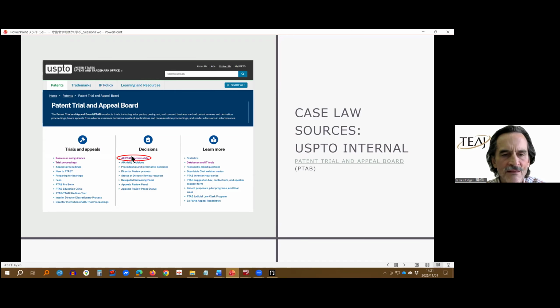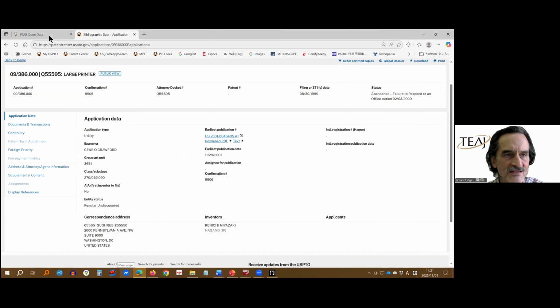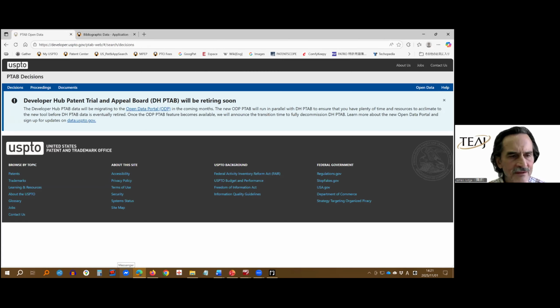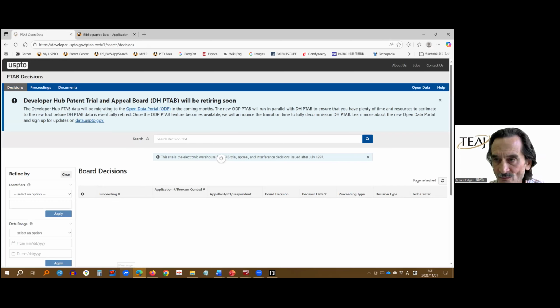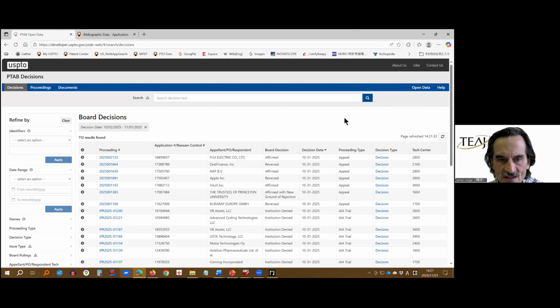And this is a very, very interesting source of information. That's where I discovered several of the cases that we're going to look at today. So I invite anyone who's interested to go here, and you can do text-based searches on all of the decisions.